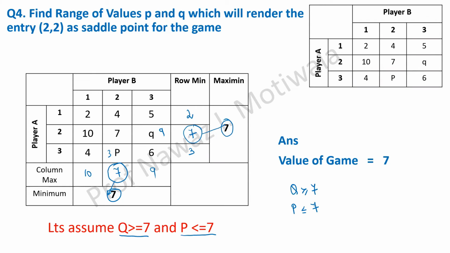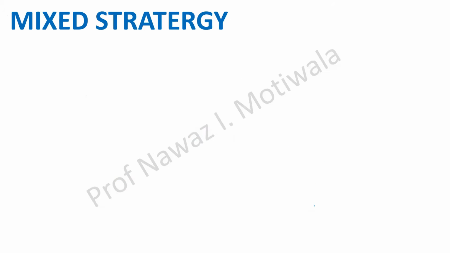Now let us move towards the mixed strategy wherein the saddle point will not exist. That means maximin will not be equal to minimax. So let us start with that part.